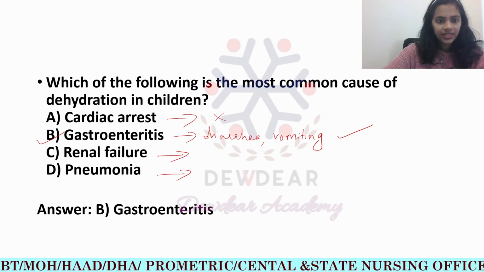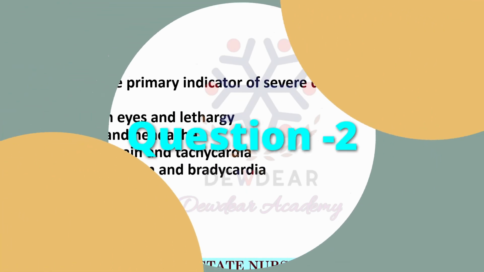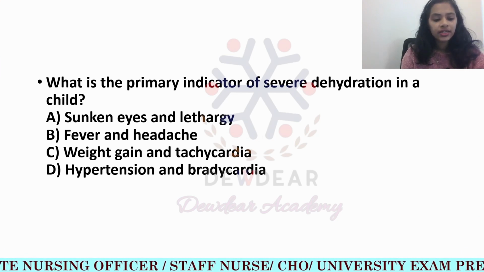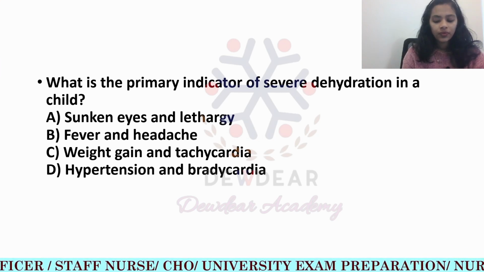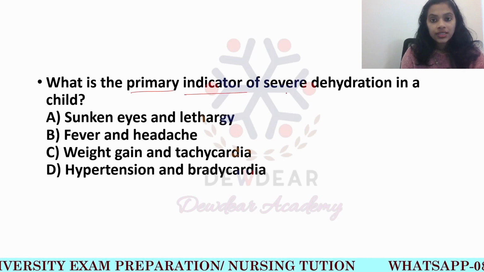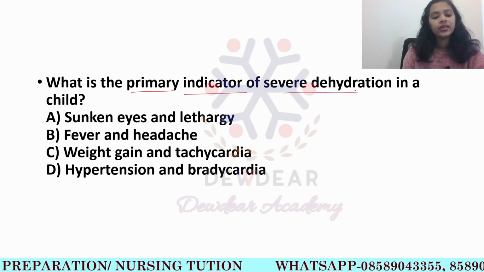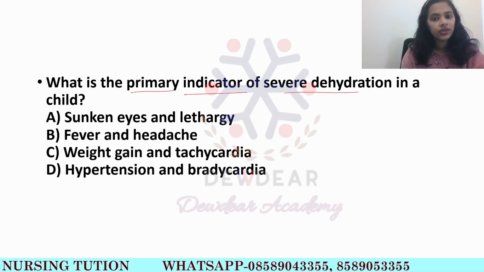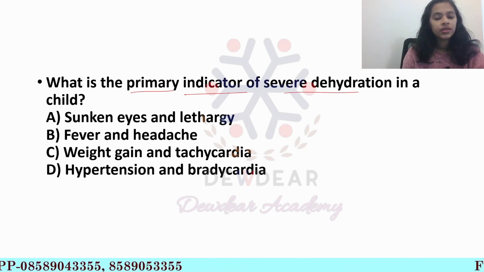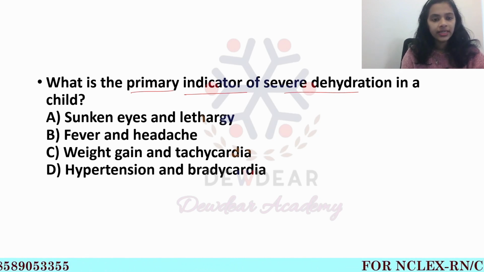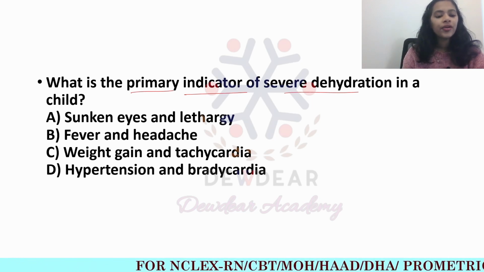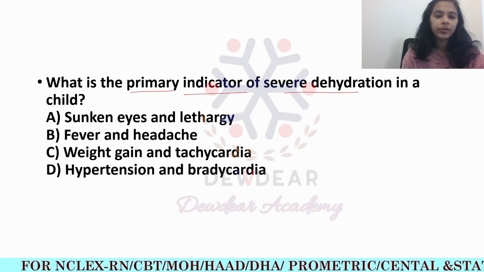Now we move on to the next question. What is the primary indicator of severe dehydration in a child? There are four options given here. Option A, sunken eyes and lethargy. Option B, fever and headache. Option C, weight gain and tachycardia. And option D, hypertension and bradycardia.